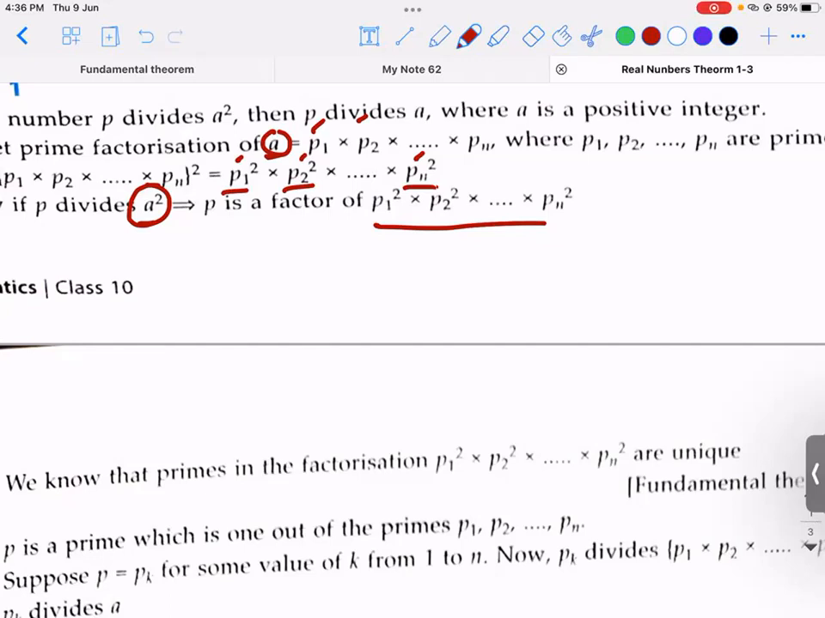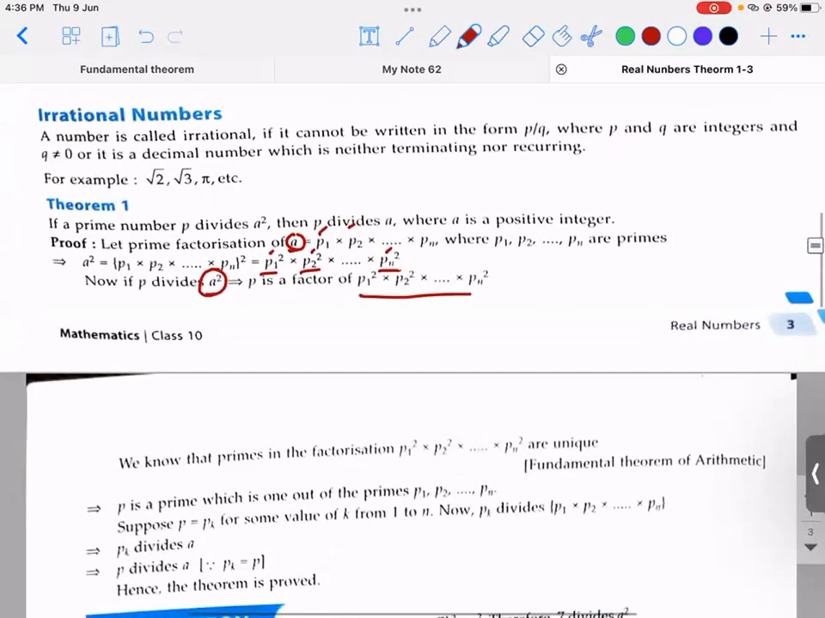You can say that. But we are trying to move from this year's syllabus to prime factorization from the fundamental theorem of arithmetic. So what are they saying? We know that the primes in the factorization of P1 squared into P2 squared and so on till Pn squared are unique. So where is it coming from? It is coming from the fundamental theorem of arithmetic.